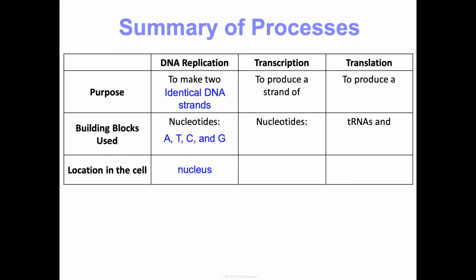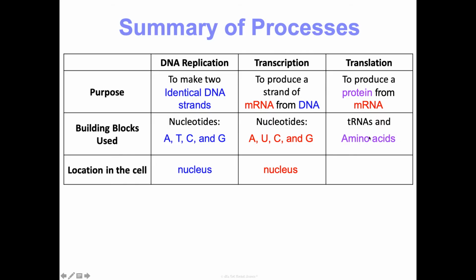The purpose of transcription is to make a strand of RNA from DNA that's small enough to leave the nucleus to be translated in the ribosome. We do this with the building blocks of the RNA nucleotides, which are A, U, C, G, and this again happens in the nucleus because that's where DNA is. Translation, we're going to make a protein, a polypeptide, from the mRNA. And we're going to do that with tRNAs, which are carrying amino acids, the monomer of proteins. And this happens in ribosomes because that's where proteins are made.